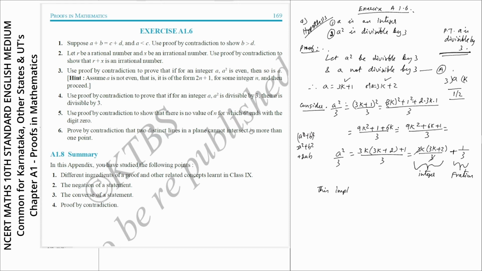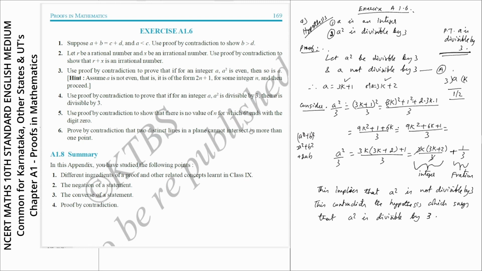So this implies that a square is not divisible by 3, but this contradicts the hypothesis. According to the hypothesis, a square is divisible by 3. So this contradicts the hypothesis which says that a square is divisible by 3. And why did this contradiction come?